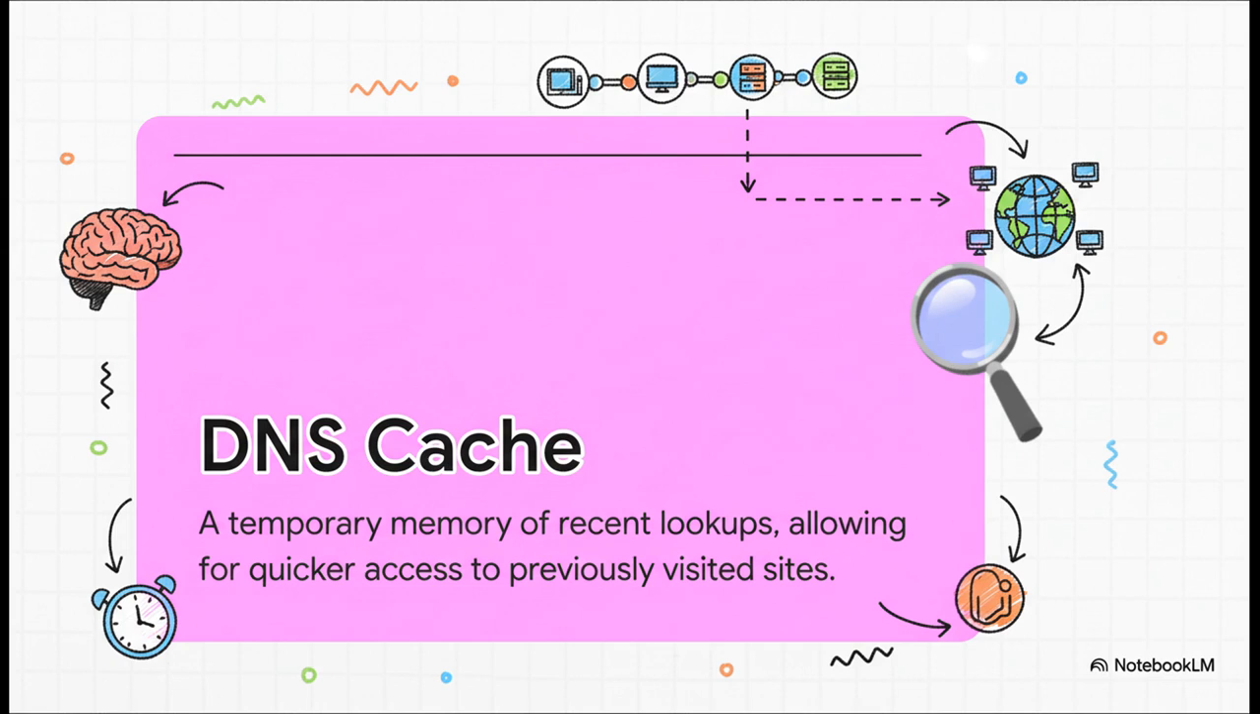See, your computer, your router, all the servers along the way, they all have a short-term memory. They remember the answers to recent lookups. So the next time you go to that same site, it doesn't do the whole dance again. It just grabs the answer from its memory, its cache, and boom, the answer is instant.